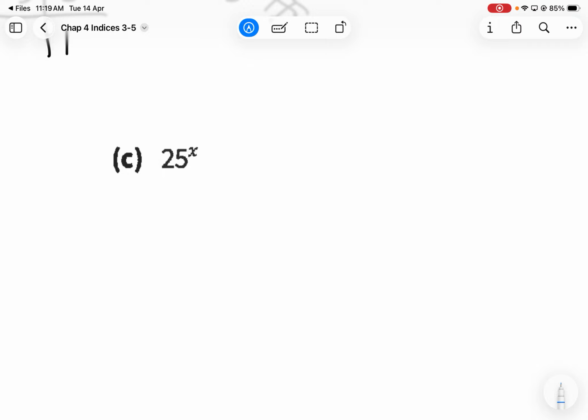Okay, 25 is not a prime number. The base now is 25. So I want the base to become a prime number. I have to go and change 25 to a prime number base.